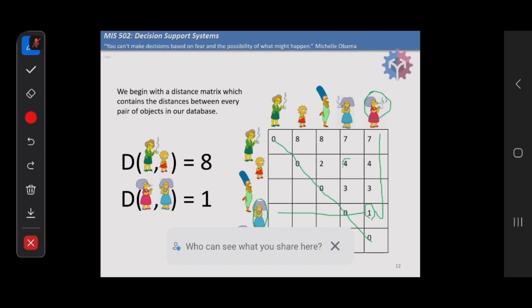So, for example, if you want to see this number, it is the distance between this and this person, 4. What about this one? This one is the distance between this person and this person. Okay, right? So that's how you measure the distance. So if you want to see the distance between these two ladies, you can see that this and this person, so this is 8.